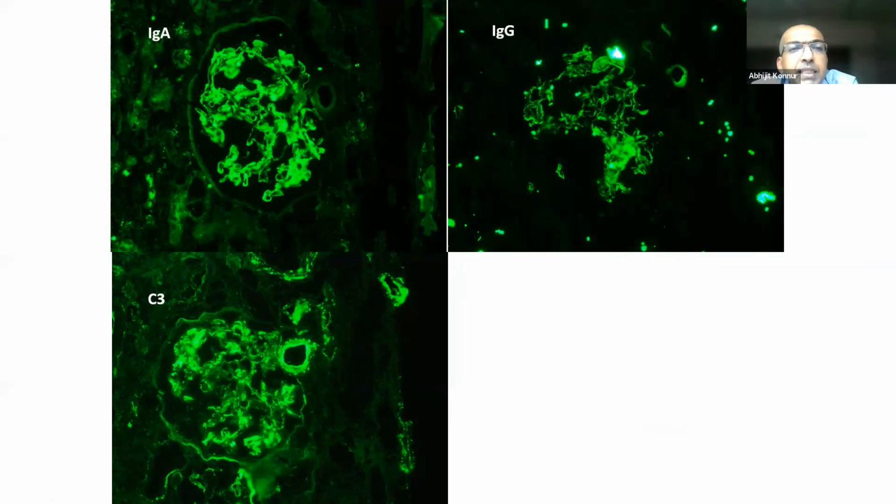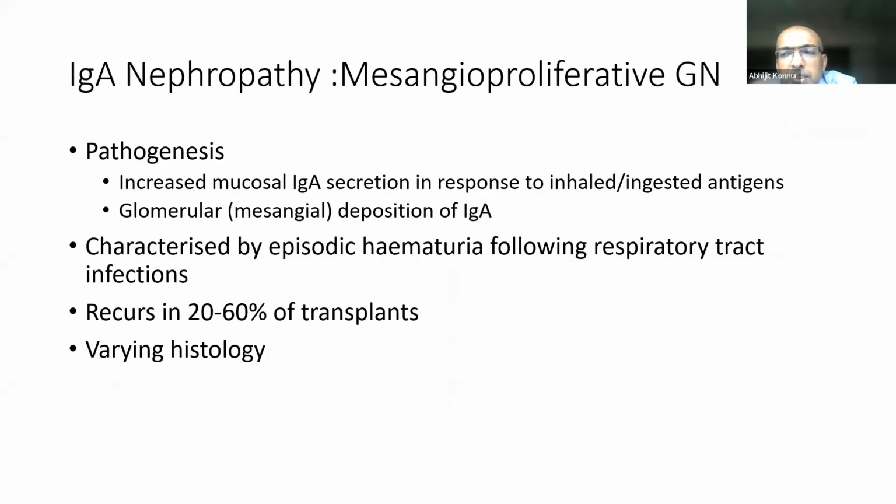So there is IgA, which is selectively deposited in the mesangium in the biopsy, along with some amount of C3. And one can see the IgA lights up stronger than the C3. So IgA deposition in the mesangium. So mesangioproliferative glomerulonephritis, secondary to IgA nephropathy.